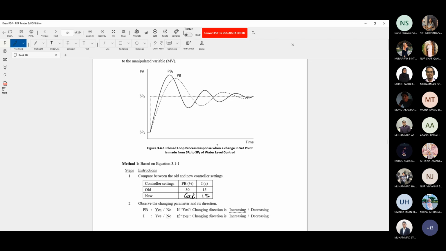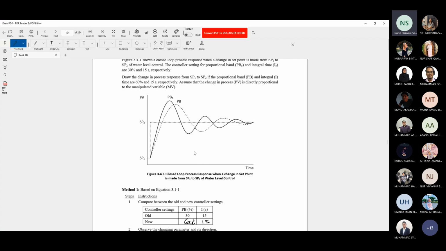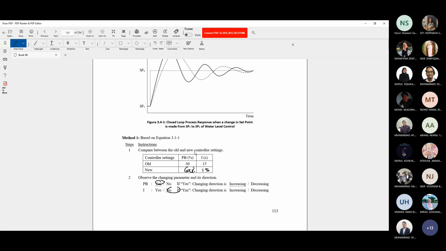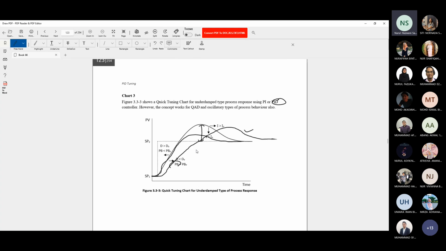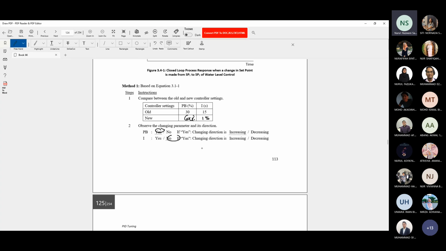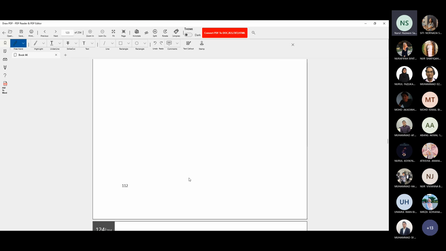Betul ke? Betul, madam. So PB yes, I no. So if yes, the changing direction is either increasing or decreasing. Increasing. Sebab apa? So if we refer back, basically the first method we use here is based on the equation 3.1.1.